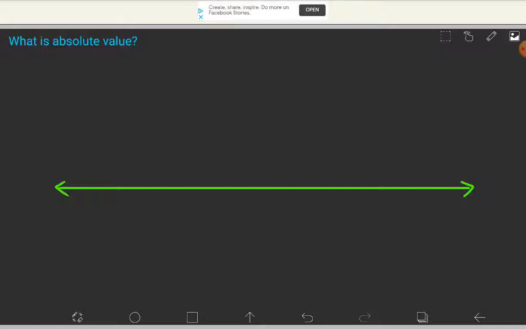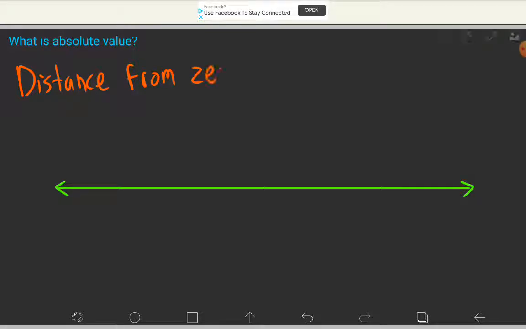So what is absolute value? Absolute value is the distance from 0, and we can show that on a number line. So let's start with 0, and go 1, 2, 3, 4, 5, and go -1, -2, -3, -4, -5.